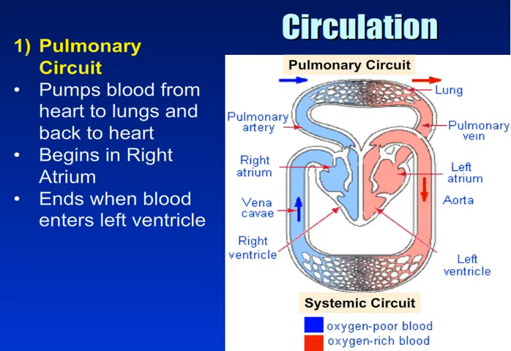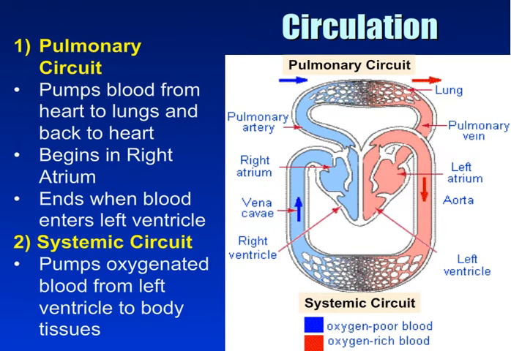We call it a circle because in the pulmonary circuit, the right side of the heart pumps deoxygenated blood from the heart to the capillaries of the lungs and then back to the heart. So the pulmonary circuit begins in the right atrium and ends when blood enters the left ventricle. Why did we go to the lungs? The purpose of going to the lungs was to oxygenate the blood.